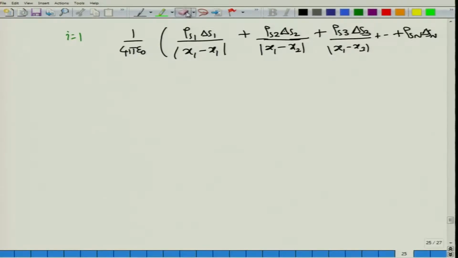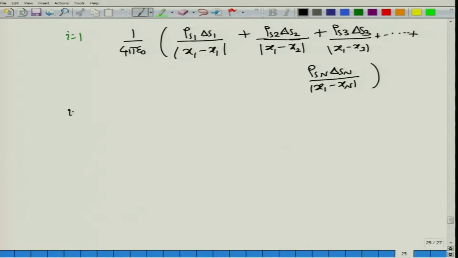So this is not visible out there, so let me just rewrite it below here. This would be going all the way up to rho sn delta sn divided by |x1 − xn|, where x1 is still the point where I am calculating the potential.